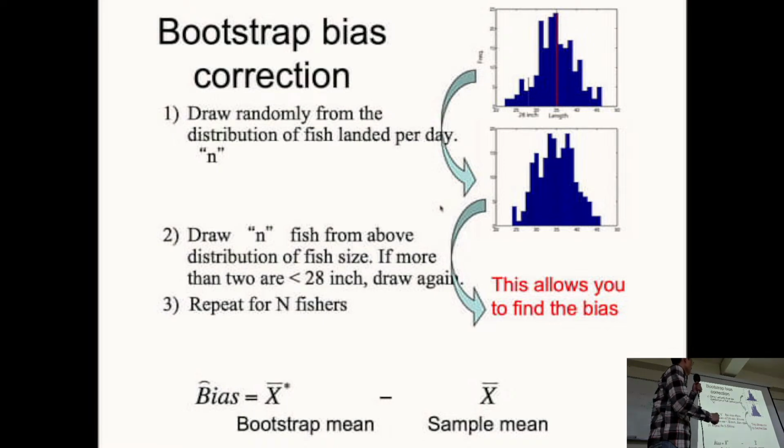Now I'm going to the second step. I'm going to do fishing from this data set. And when I do the fishing, I throw fish back if there are more than 2 smaller than 28 inch. Okay, so the simulator, the fishing, the jigger is doing that. And by doing so, you can then figure out your bias. Okay, that's one possible way. This may not be the best way, but it's a possible way to estimate the bias of your mean.